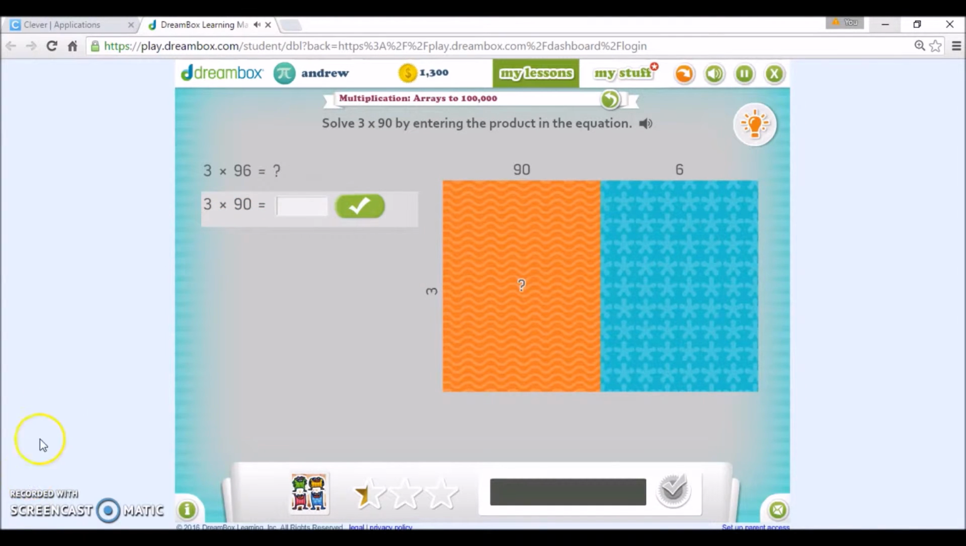Solve 3 times 90 by entering the product in the equation, then click Done.